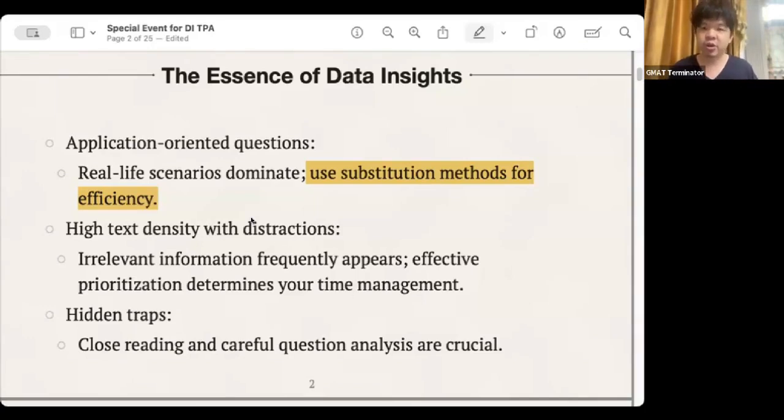But the section with the lowest information density is DI, including questions like TPA and MSR, which are those multi-tab questions or the dual difficulty questions that we'll talk about in a moment. Often, the information that will actually be tested in these questions might only account for 20% or even just 10% of the entire passage. So there's a lot of irrelevant information. Now, how do you identify this irrelevant information? That's exactly what we'll be focusing on next.